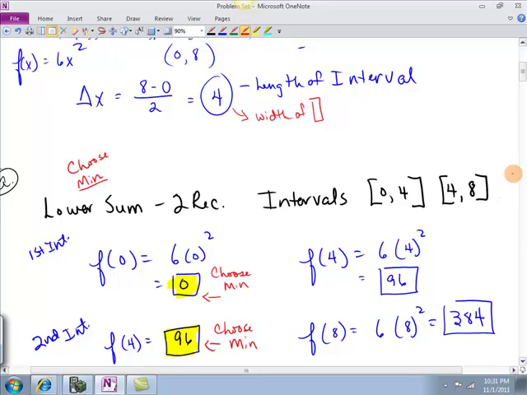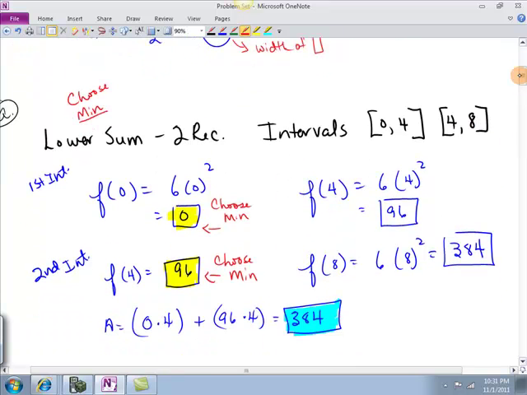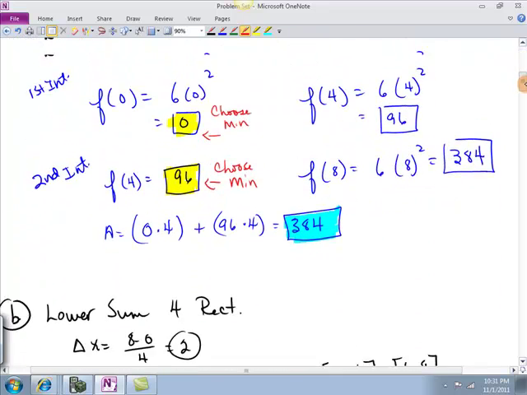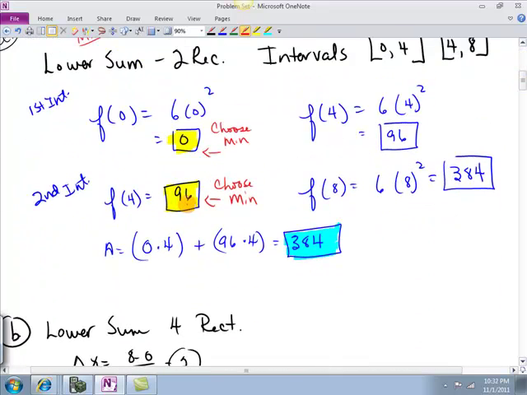All right, so in the second interval, we've got 4 and 8. So we are going to evaluate f of 4. Remember, we're putting this into 6x squared. That's our function. So we're going to evaluate f of 4 and get 96, f of 8 and get 384. Choose the min in both of those comparisons. Then the area is these heights.